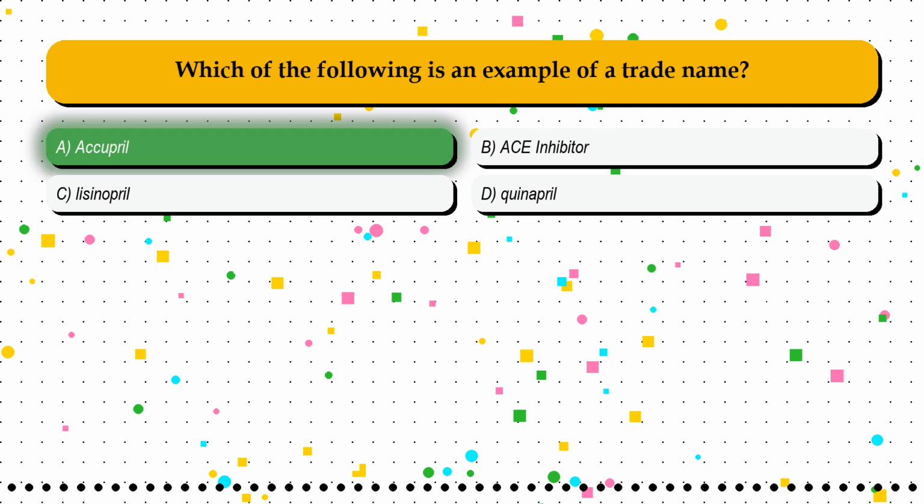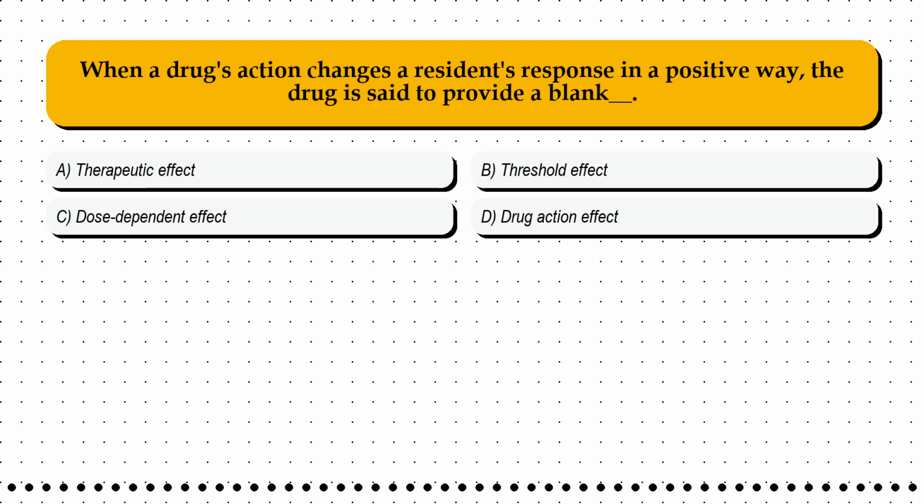The correct answer is option A. Accupril. Question 64. When a drug's action changes a resident's response in a positive way, the drug is said to provide a blank blank. Option A. Therapeutic effect. Option B. A threshold effect. Option C. Dose-dependent effect. Option D. A drug action effect.